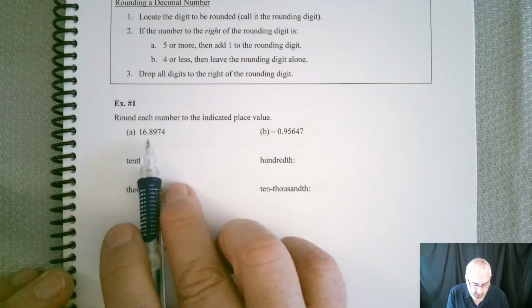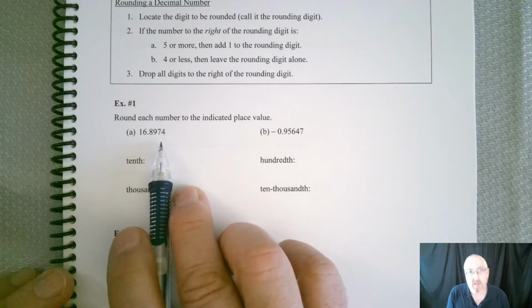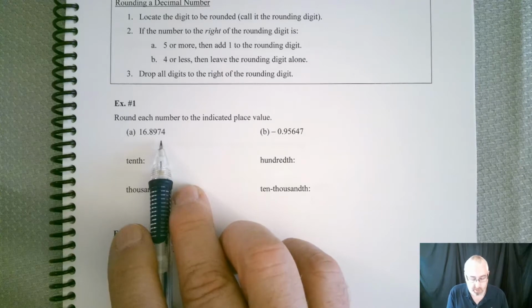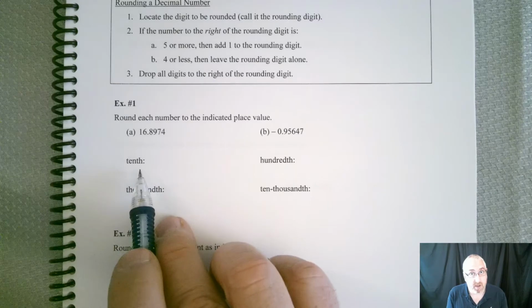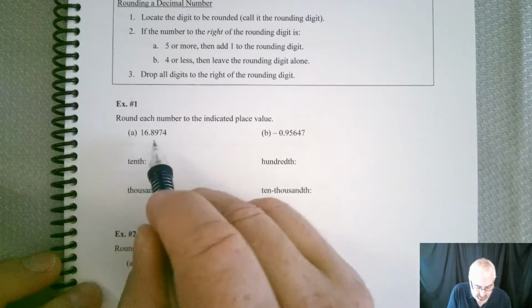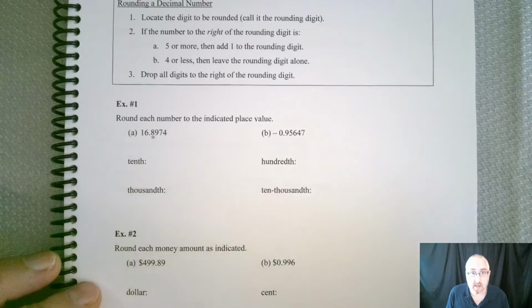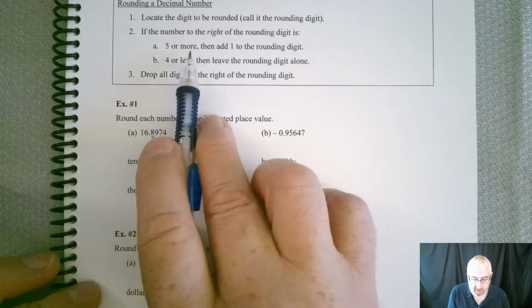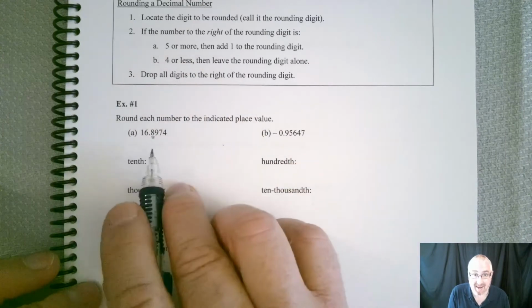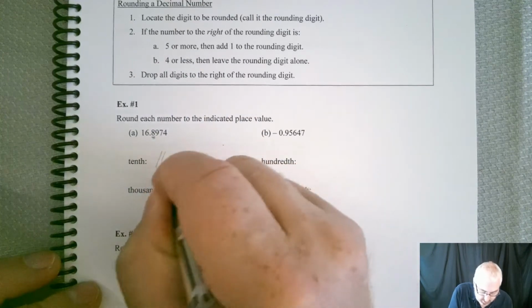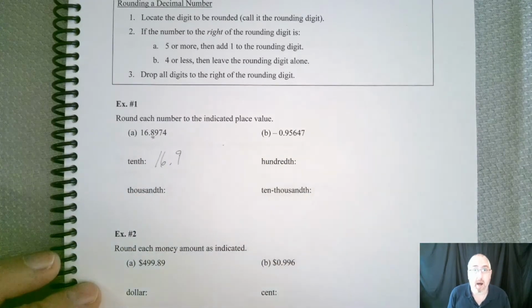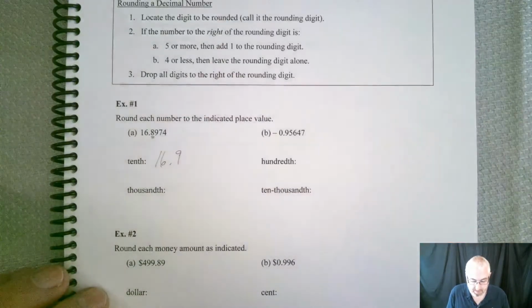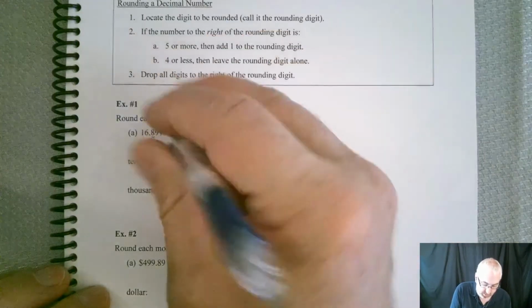So we got 16.8974, which isn't the proper way to say it, but we're going to be lazy this time. All right, so the nearest tenth. So again, you got to know your place values. So the tenth spot is right here, the 8. So now we look at the number to the right, which is a 9. So we got to add 1 to it, which makes it a 9. So we got 16.9, and then all the digits after it gone. So that's it, 16.9.